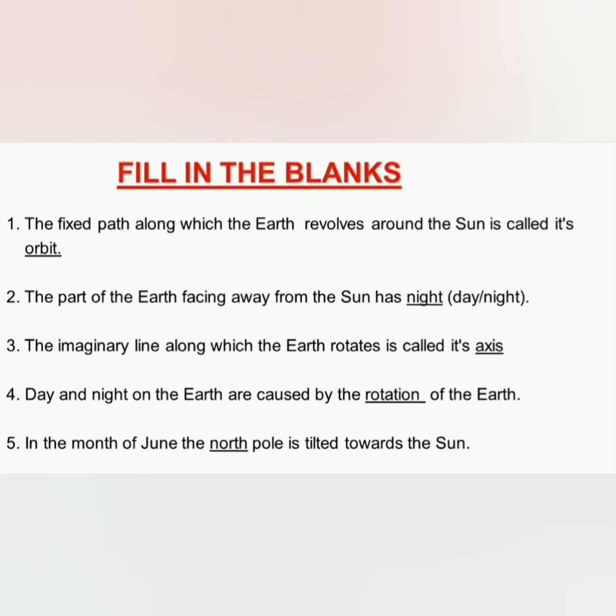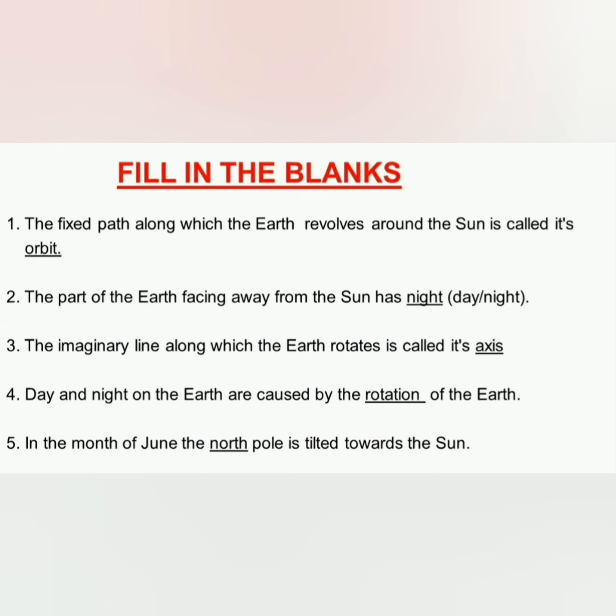Number 4. Day and night on the earth are caused by the dash of the earth. And the answer is rotation. Day and night on the earth are caused by the rotation of the earth. Fifth one, in the month of June, the dash pole is tilted toward the sun. And the answer is North Pole. That's why we are having summer in the northern hemisphere in June.